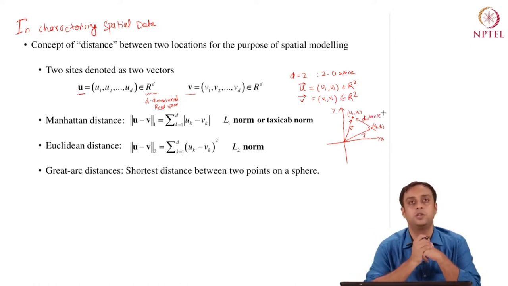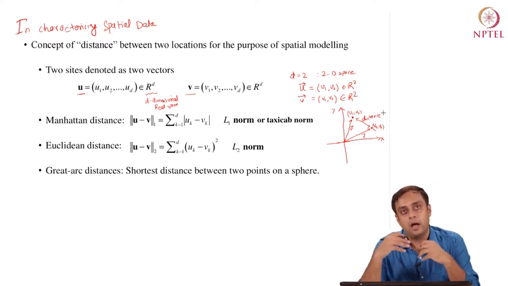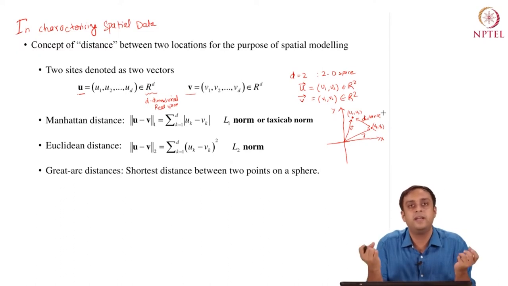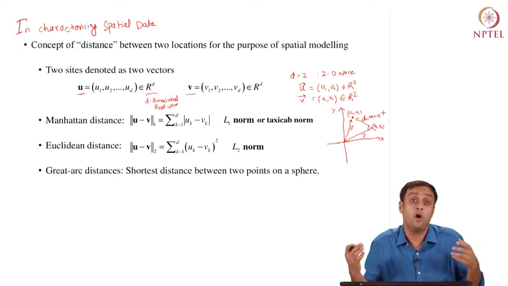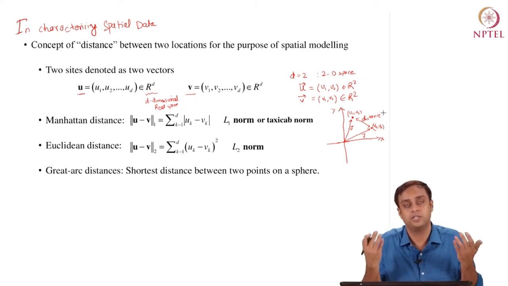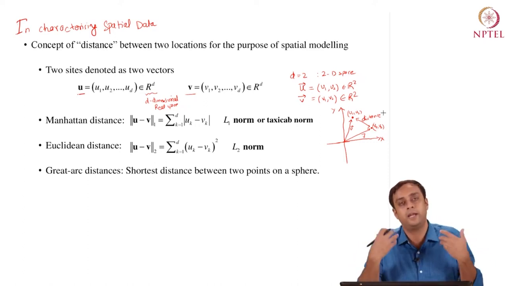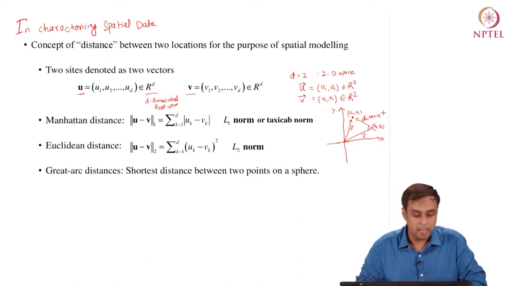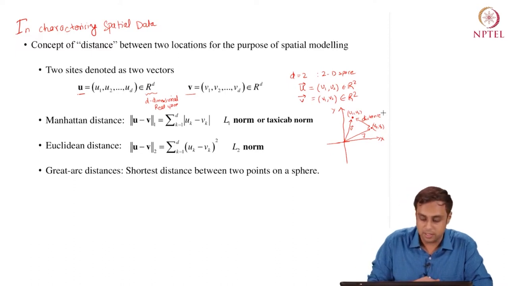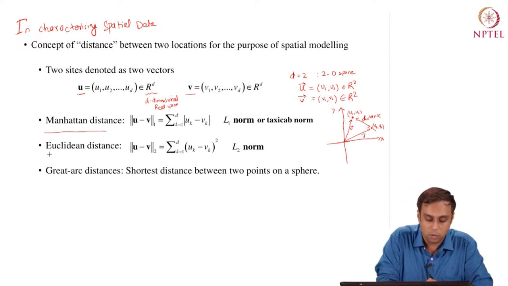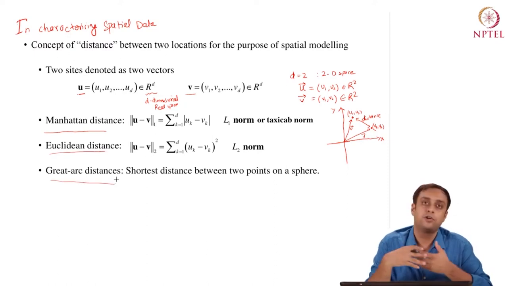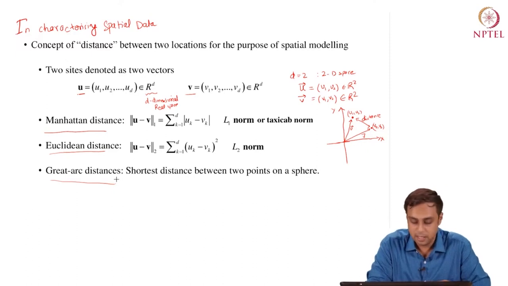these two spatial locations? Unless we are able to measure this distance, we'll not be able to characterize how dependent the observations, or the random variables that we see at these two locations, are. So to be able to characterize that, we need to characterize distance. The three most popular metrics for doing that are the Manhattan distance, the Euclidean distance, and the Great Arc distance. I'm sure some of you must have heard of these earlier.